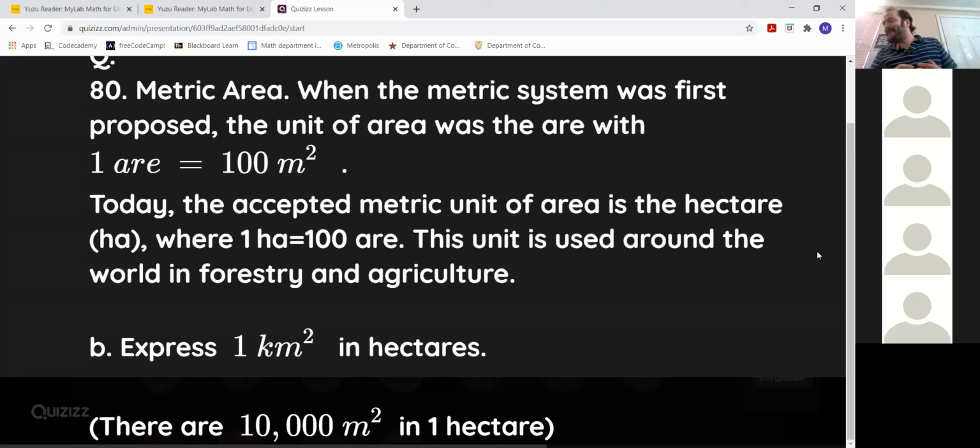Okay, let's do this. You got to convert 1 kilometer squared to square meters. And square meters we can convert to hectares.